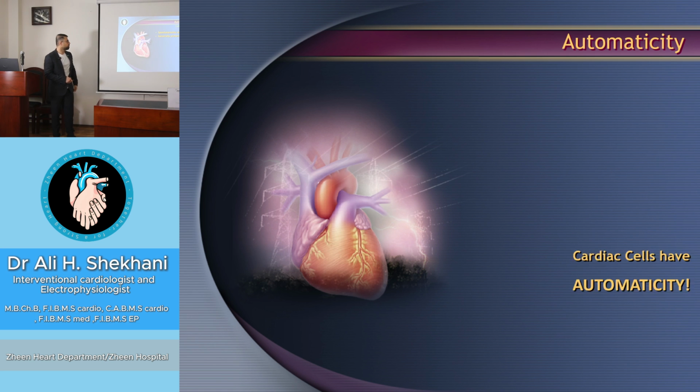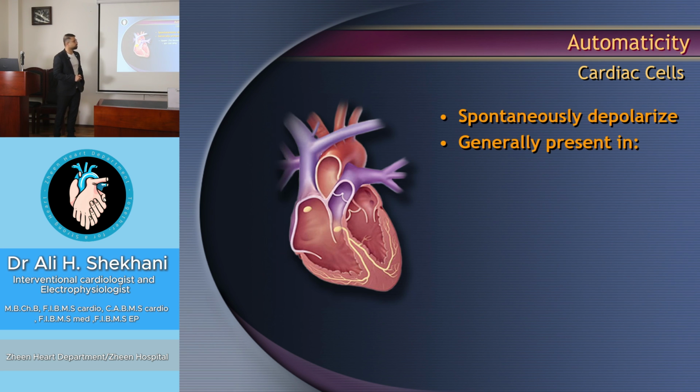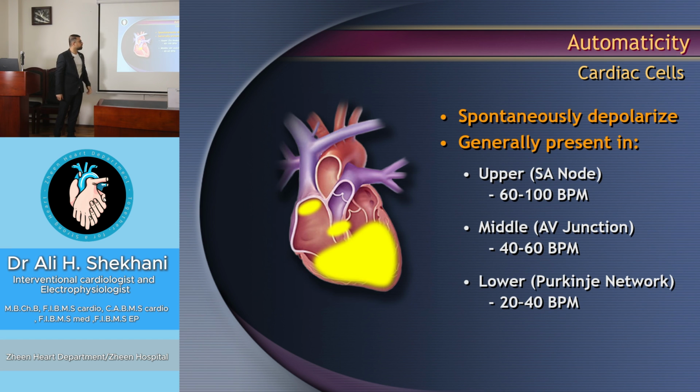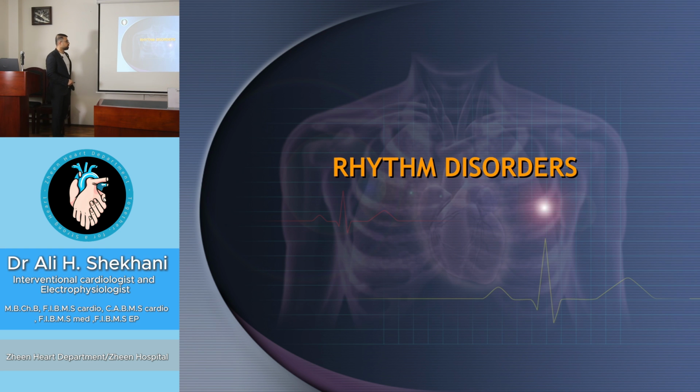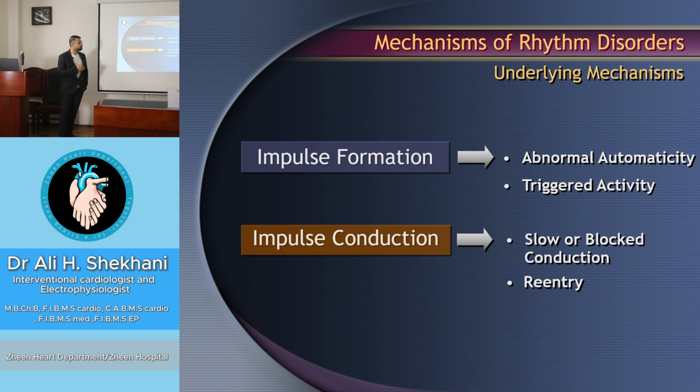The sinus node, or let me say the cardiac cells, usually have automaticity, they contract automatically. But of course, it is influenced by the sympathetic or parasympathetic system. So regarding the mechanism of rhythm disorder, for any arrhythmia, whether it is bradycardia or tachycardia, we have 2 mechanisms: either a problem in the impulse formation, or maybe a defect in the impulse conduction.